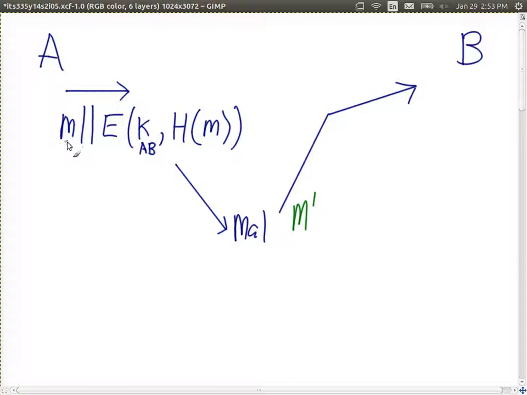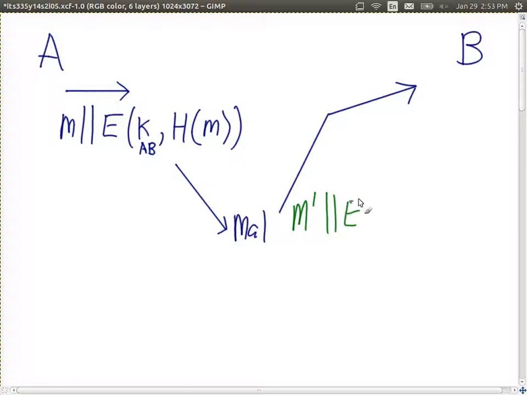Maybe the message was decrease the malicious user's salary by 1 million baht. The malicious user changes that message to increase. So when I say M prime here, I mean something different than the original M. Let's say they change that and they keep the rest the same.